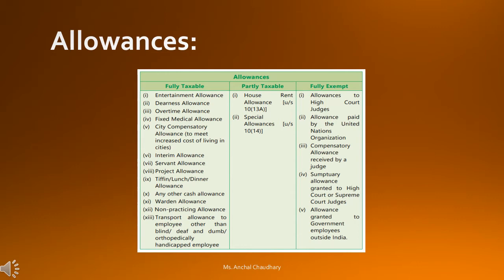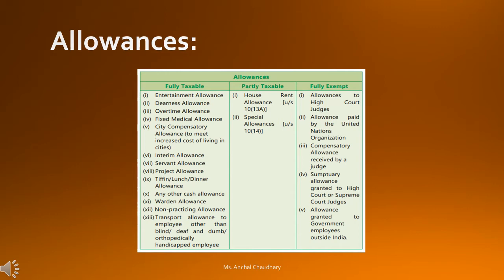It includes entertainment allowance, dearness allowance, overtime allowance, fixed medical allowance, city compensatory allowance, interim, servant, project, tiffin, lunch and dinner allowance, any other cash allowance, warden allowance if any, non-practicing allowance, transport allowance. Your partially taxable will include house rent allowance and some special allowances which are covered under section 10 subsection 14. And the next category is fully exempted, where you don't have to pay any tax on these allowances.